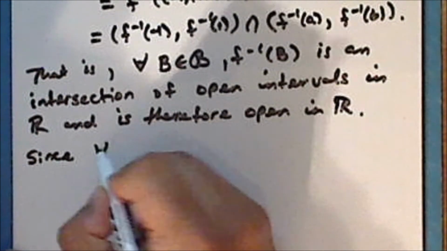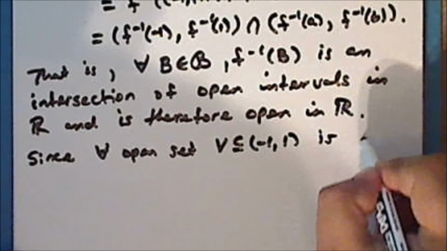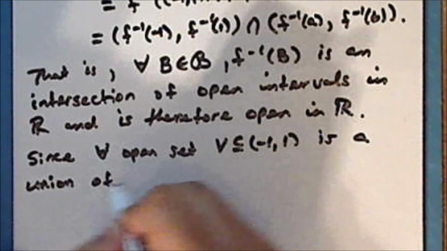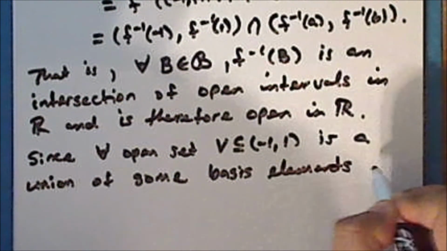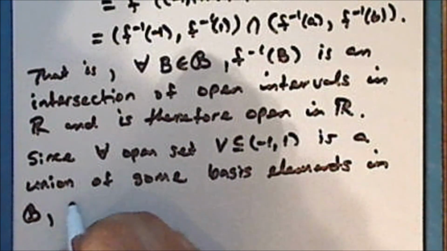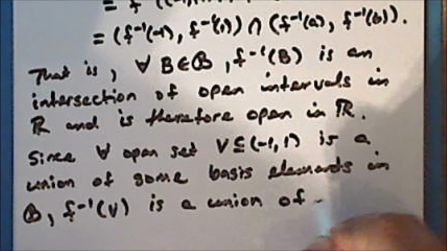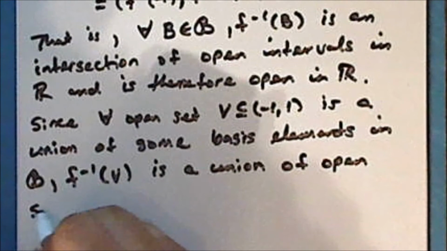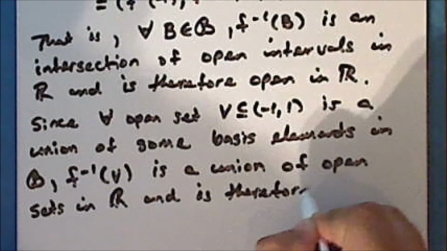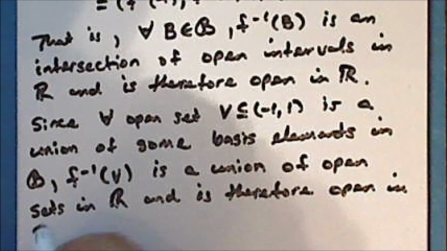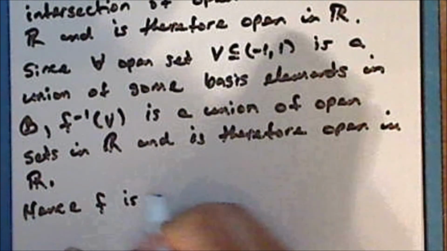Now, since every open set V of the subspace is a union of some basis elements in the collection script B, the inverse image of the set V is a union of open sets in the real line and is therefore open in the real line. And hence the function f is continuous.